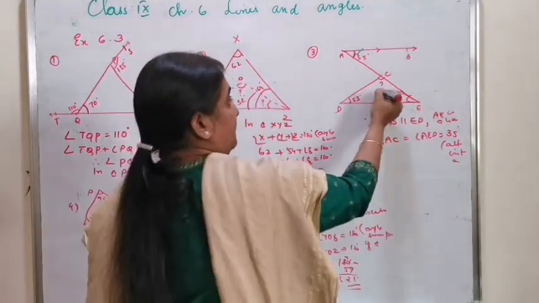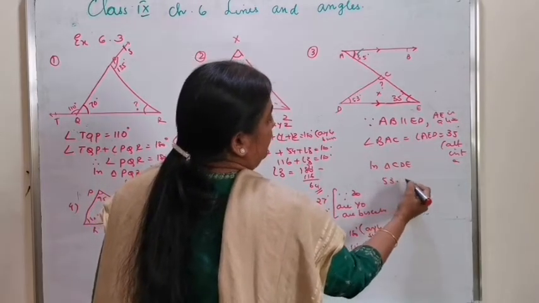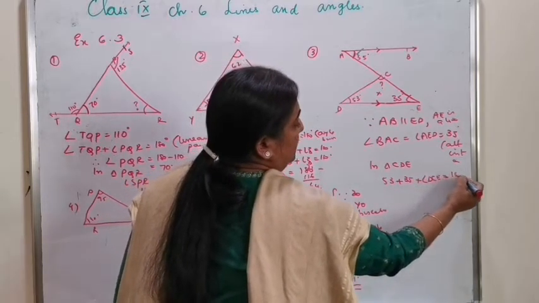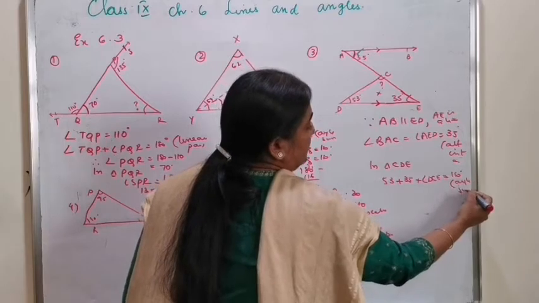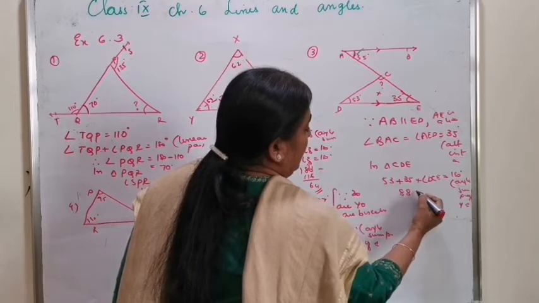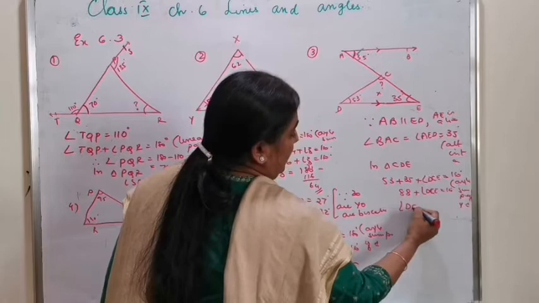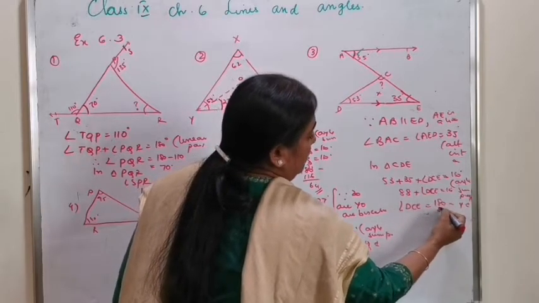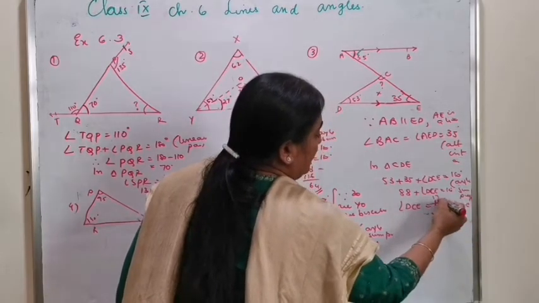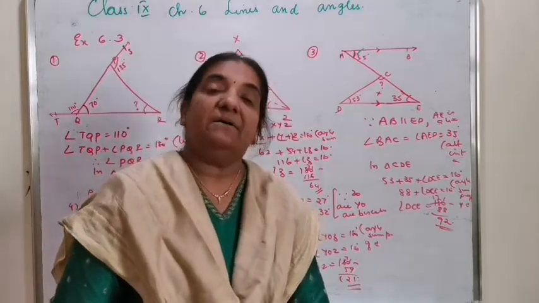Now apply angle sum property. In triangle CDE, 53 plus 35 plus angle DCE is equal to 180 degree. Angle sum property of triangle. 5 plus 3, 8, 88 plus angle DCE is equal to 180, or angle DCE is equal to 180 minus 88. 10 minus 8 is 2, which is equal to 92 degree. That is question number 3.